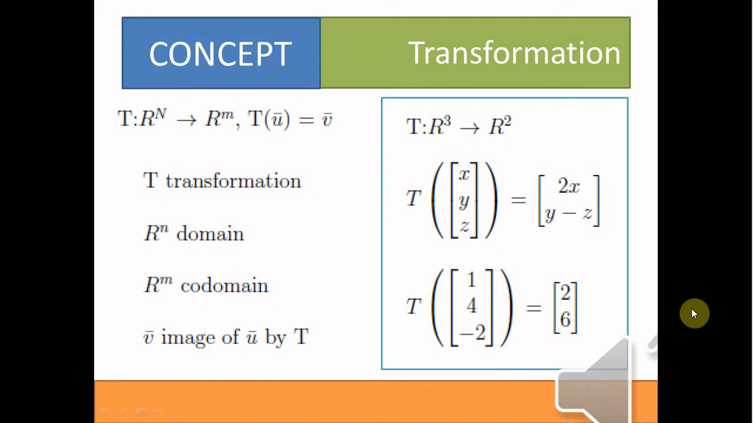A transformation is a rule that assigns to each element of a set a unique element of another set. A transformation T of Rn into Rm is a rule that assigns to each vector u in Rn a unique vector v in Rm. Rn is called the domain of T and Rm is the codomain. We write T of vector u equals vector v, where vector v is the image under T. The term mapping is also used for transformation.